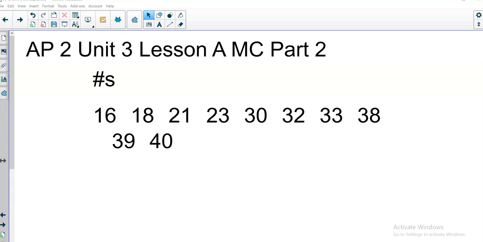Alright, AP Physics 2, Unit 3, Lesson A, the second part of the multiple choice. There are going to be four, it looks like, parts to this. This is numbers 16, 18, 21, 23, 30, 32, 33, 38, 39, and 40. Let's get started.